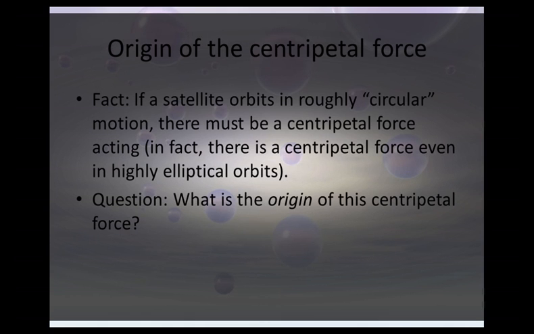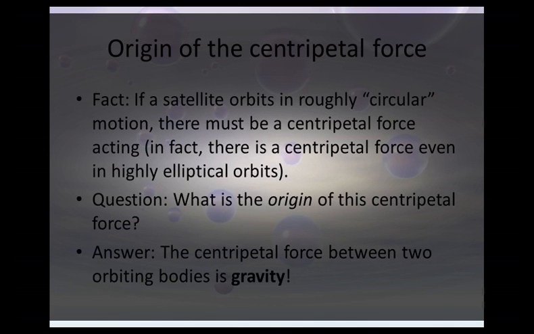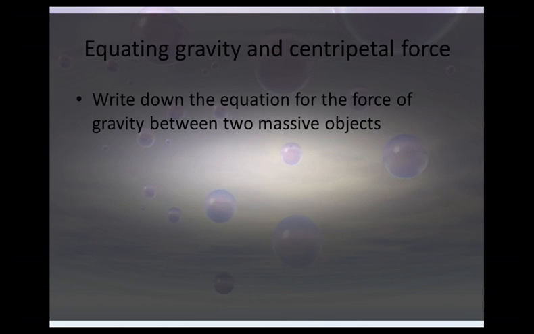So, back to one of the earlier questions in the unit. What is the origin for the centripetal force of the roughly circular motions of planets around the sun? And that is gravity. It's mainly our sun's gravity, but it's really the gravitational interaction between the two objects. So, think about it this way.